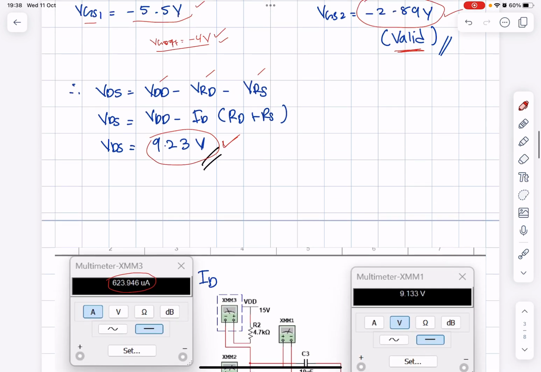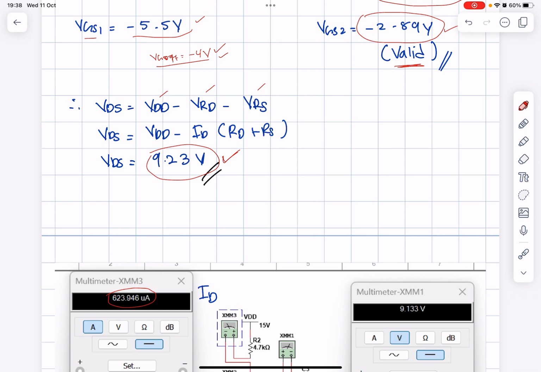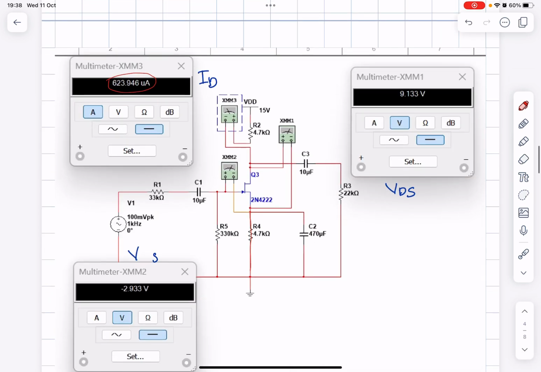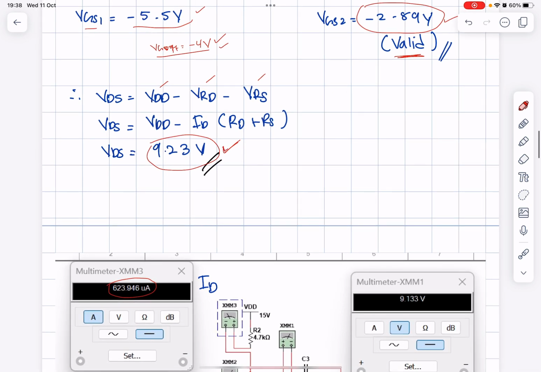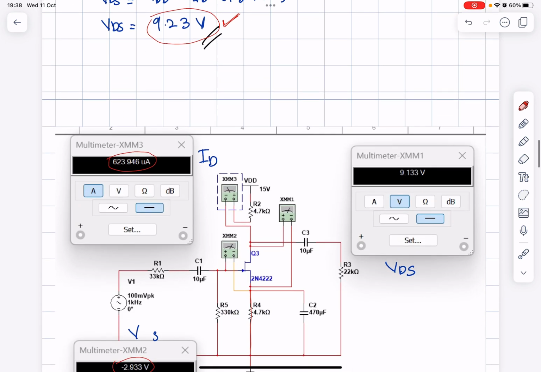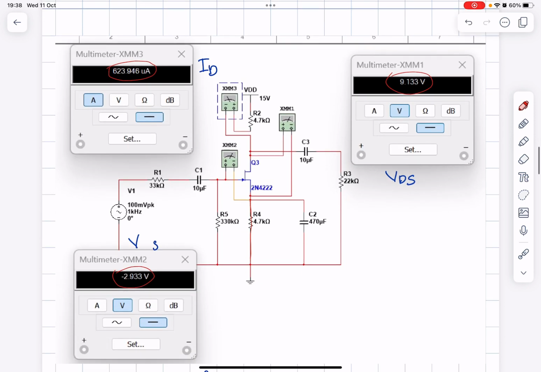And then you can check again the VGS. So the VGS here in analysis I got minus 2.89 volt. And then for here, the VGS is equal to minus 2.933. So I consider this value still okay. And then for the VDS, I got 9.23 volt. And the VDS in simulation, I got 9.133 volt. So I have proof that my analysis is correct based on using simulation software.